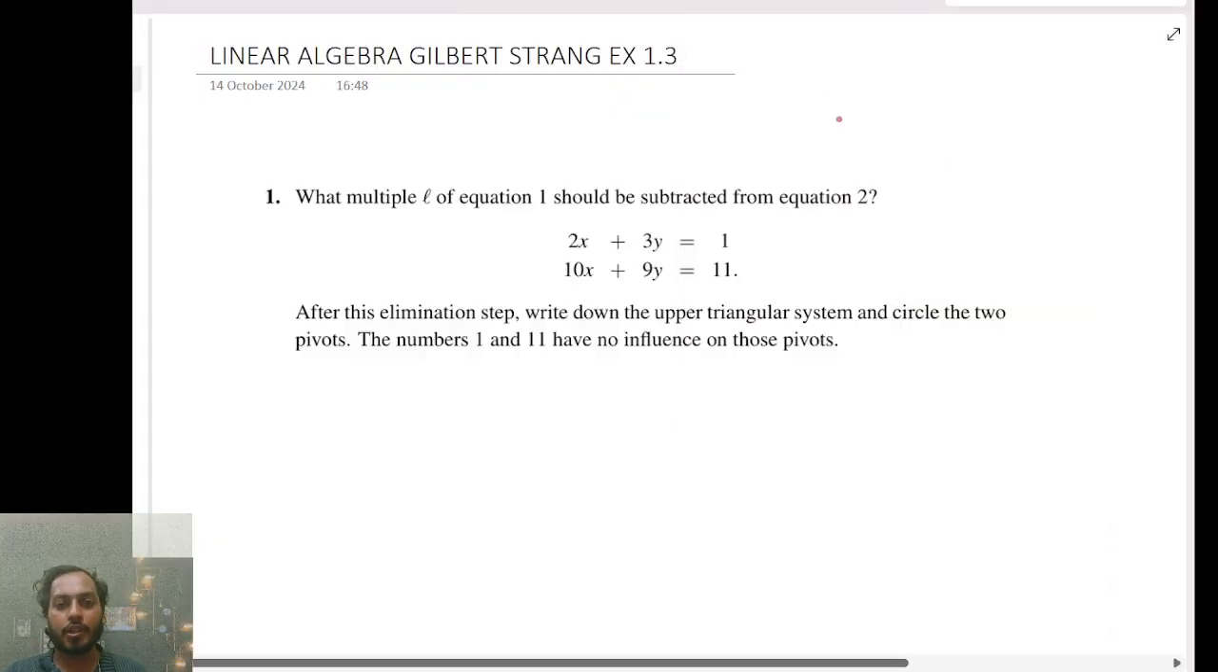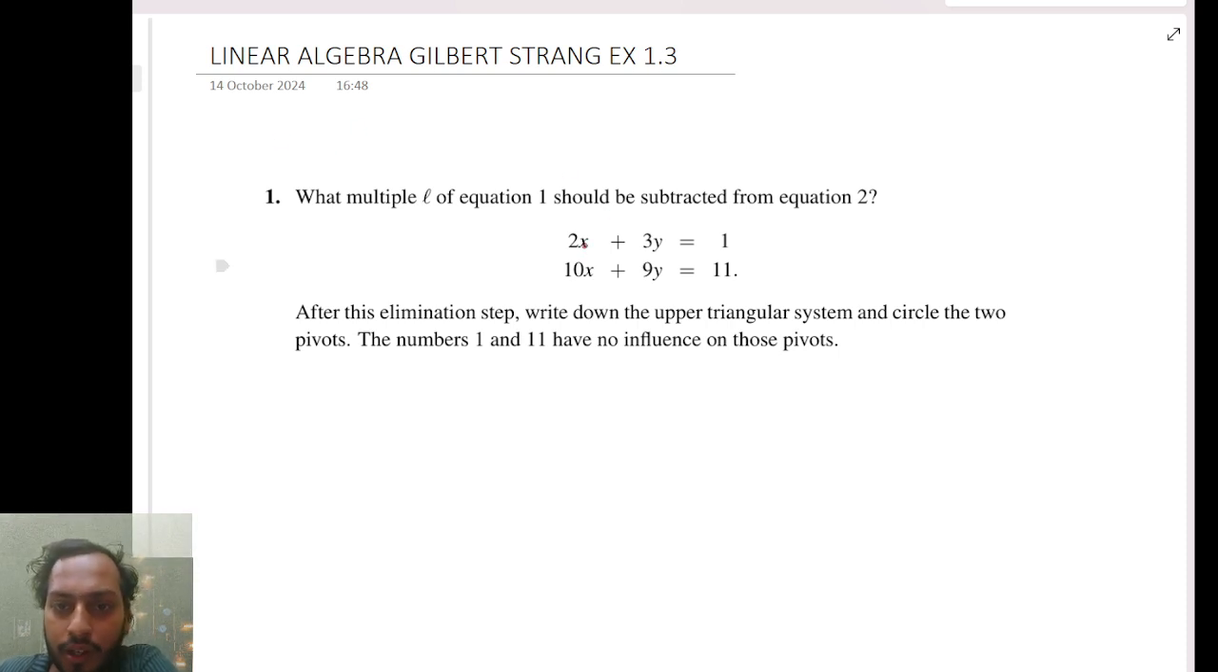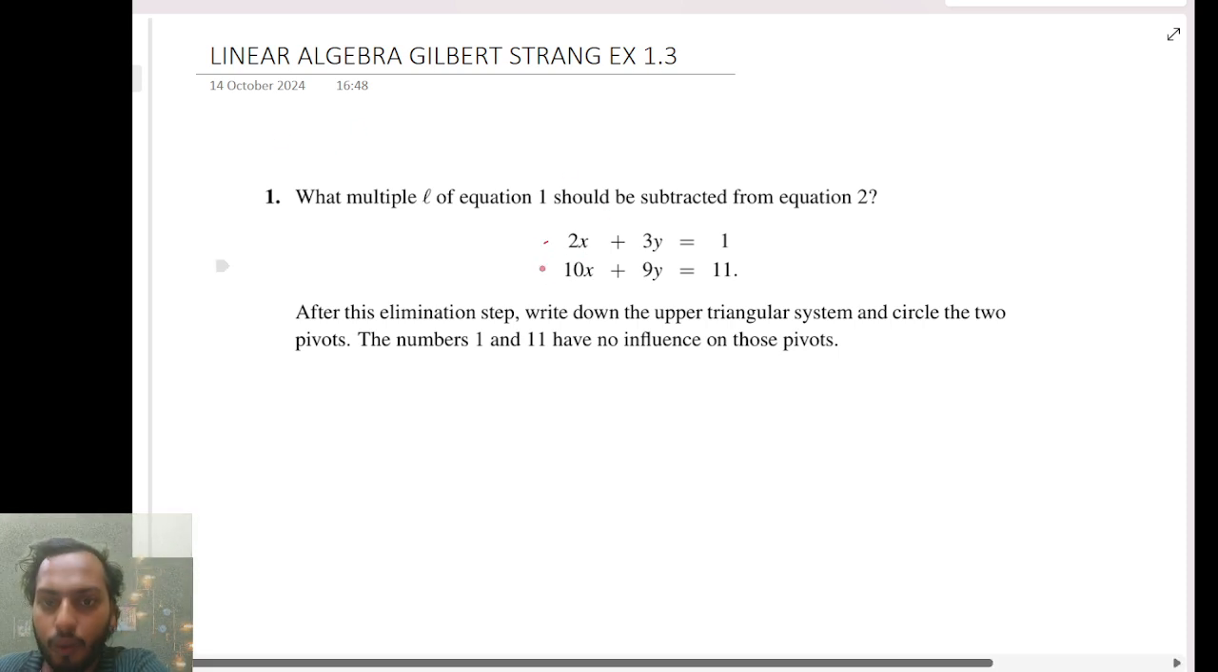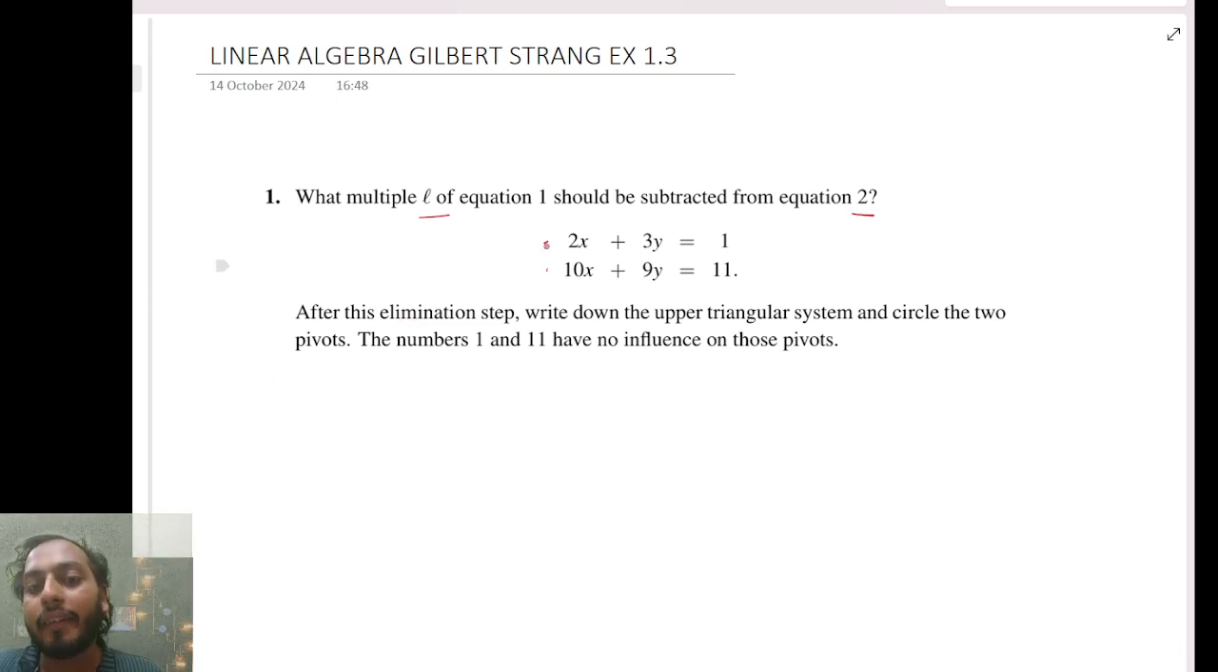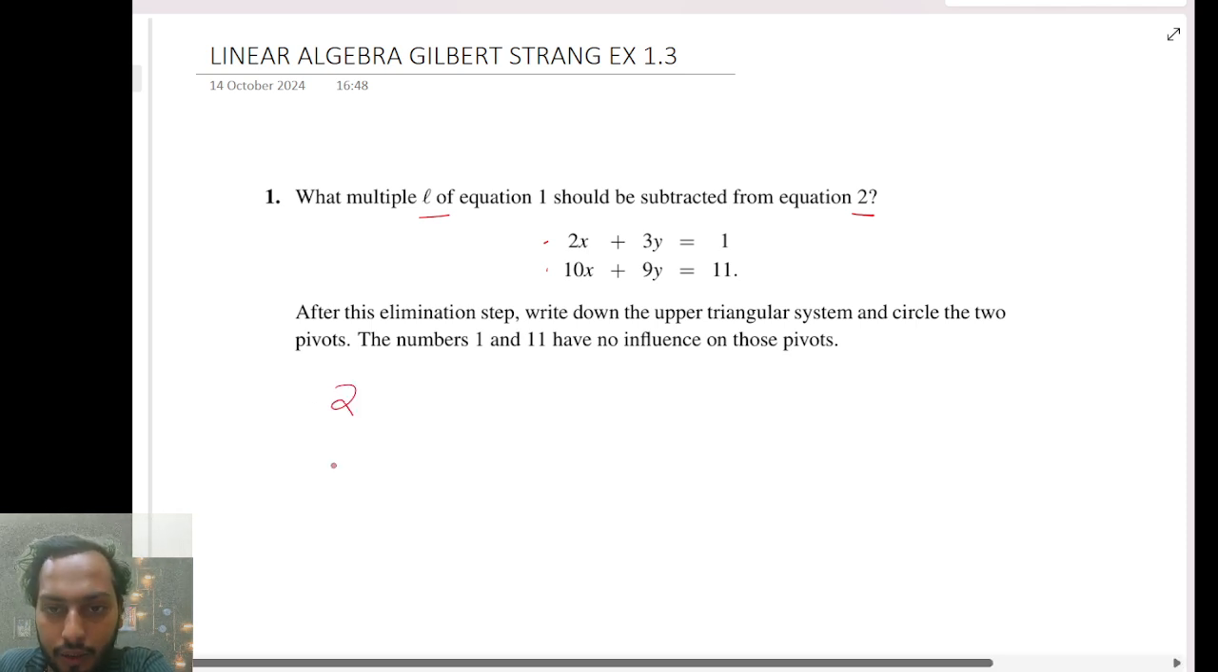Okay, so let's come to question number 1. In question number 1, they are giving two equations. The first equation is 2x plus 3y is 1, and the second equation is 10x plus 9y is 11. They are asking, what multiple of equation 1 should be subtracted from equation 2? If I write down the matrix form of these equations, it is a 2 cross 2 coefficient matrix, with entries 2, 10, 3 and 9. This 2 cross 2 matrix has all the information.